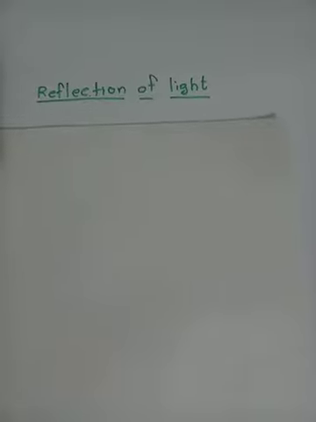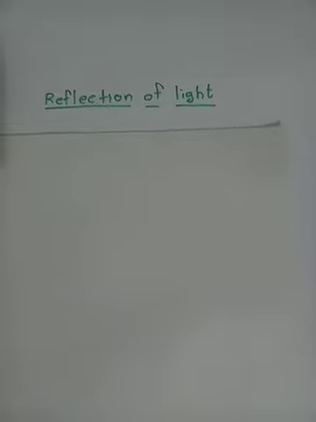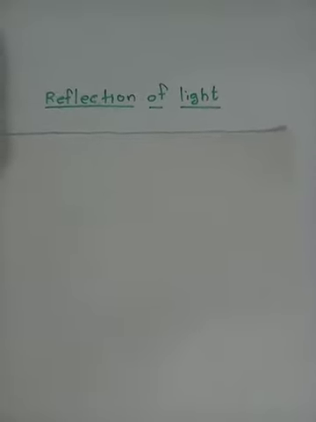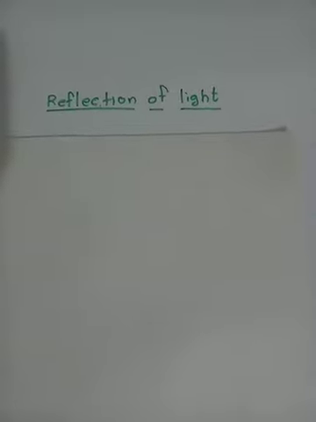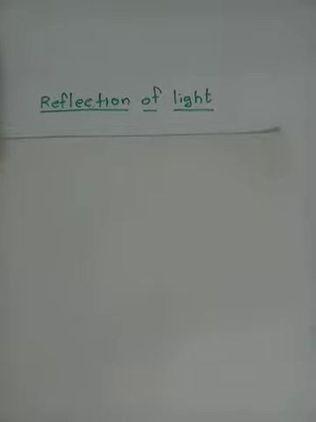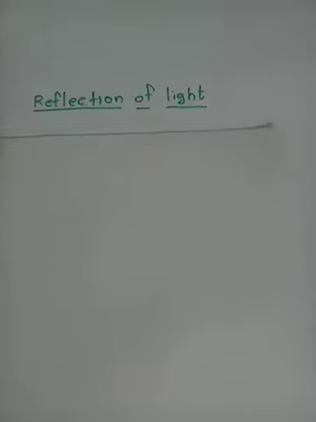In the previous section, we learned what light is, what the different natures of object and image are, and what reflection is. The bouncing back of a ray of light in the same medium on the same side is known as reflection of light. This was the basic definition of reflection of light. Now let us see how reflection takes place.